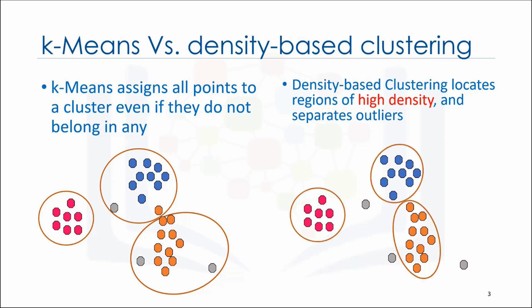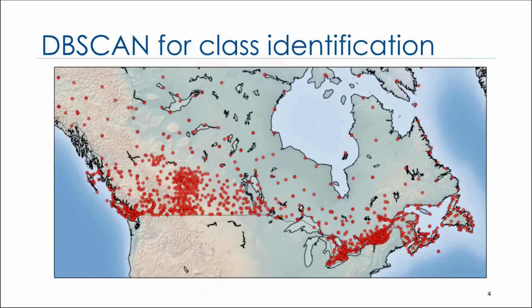In contrast, density-based clustering locates regions of high density that are separated from one another by regions of low density. Density in this context is defined as the number of points within a specified radius. A specific and very popular type of density-based clustering is DBSCAN. DBSCAN is particularly effective for tasks like class identification on a spatial context.